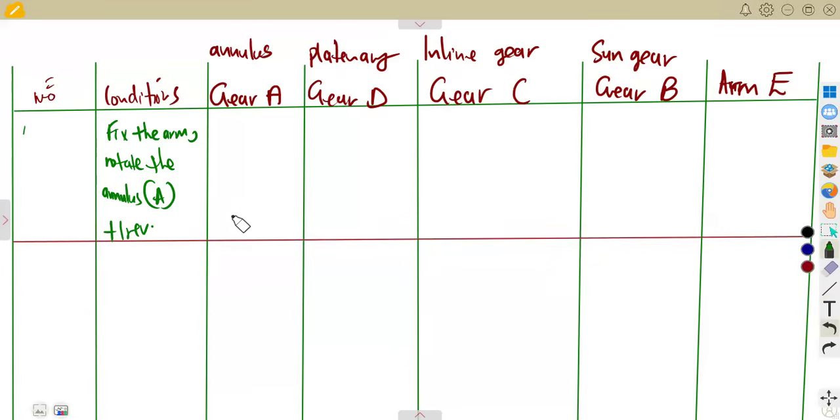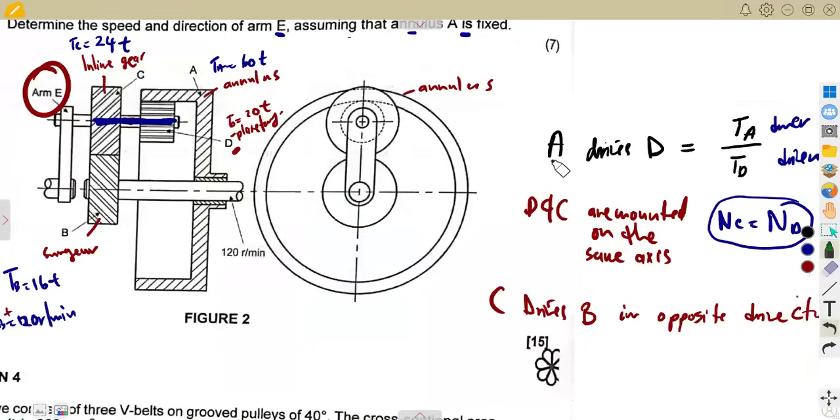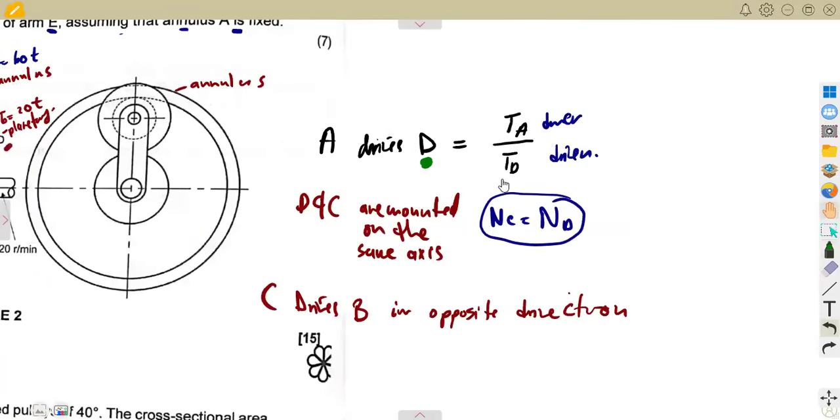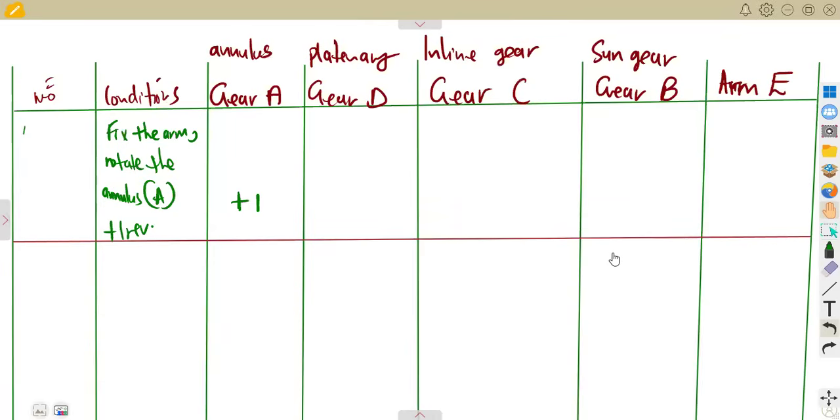So meaning to say the annulus will be standing at +1 revolution. So D is affected by the annulus. That's where we go back to that information: A drives what? A drives D. So if A is driving D, the annulus is driving what? D, which is our planetary. Therefore, the speed there is going to be given as TA over TD, driver over the driven.